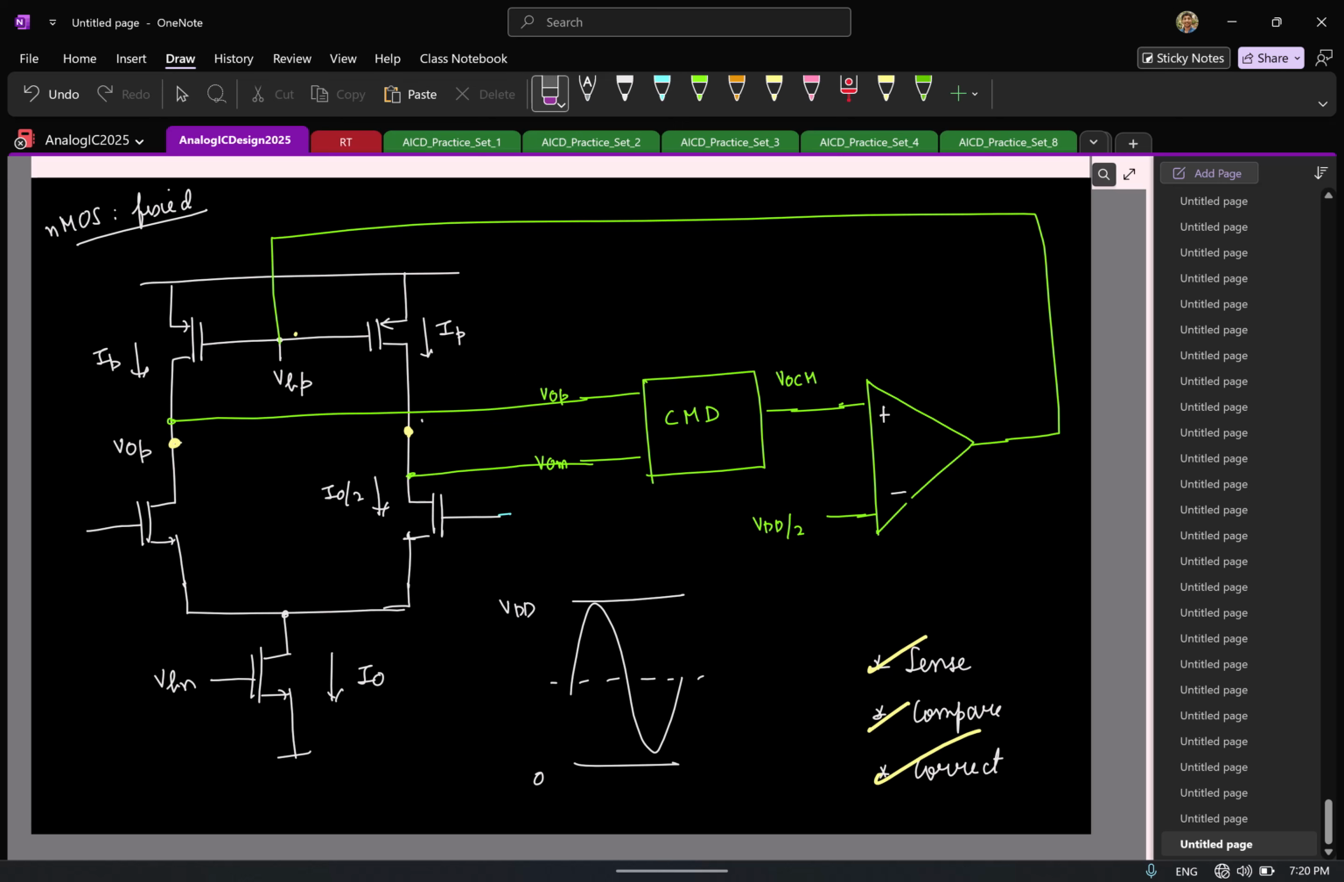In the next class, we'll see the actual circuit implementation of both of them and see, if we put all of them together, how it's going to look.